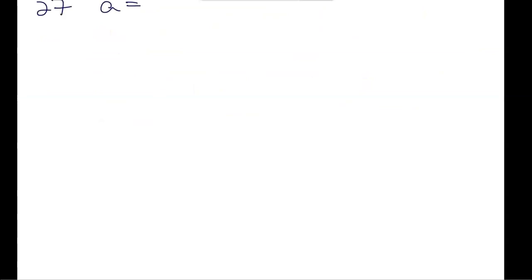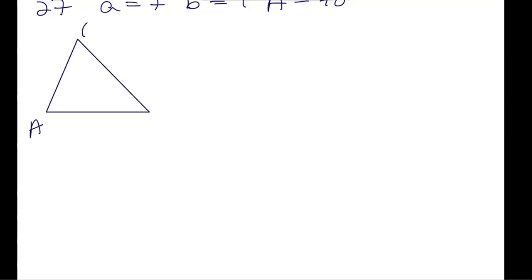That brings us down to the next two. So let me do these over here. So 27 tells us a equals 7, b equals 9, and angle A equals 40 degrees. Okay, so draw that triangle for yourself. So A, B, C, and this is 40, this is 7, this is 9.